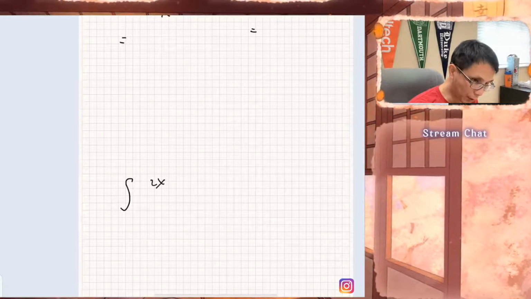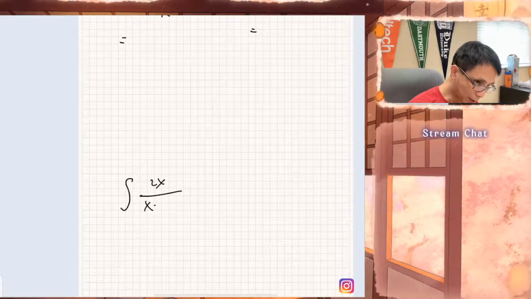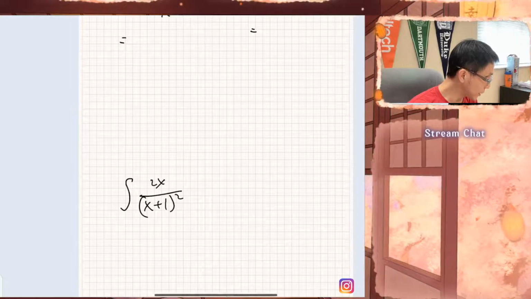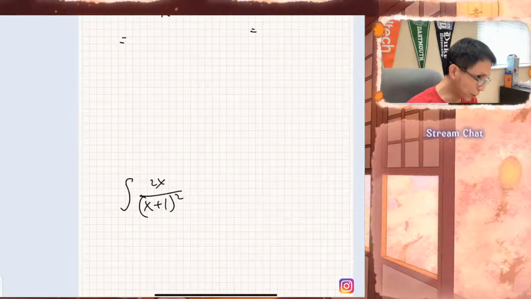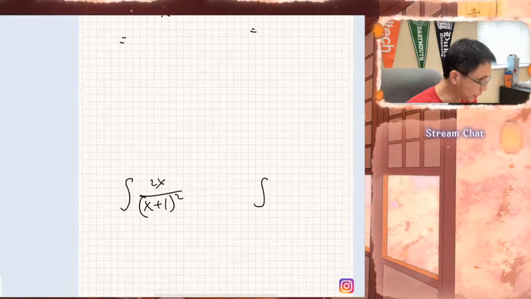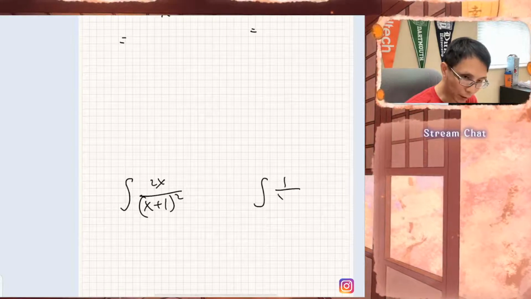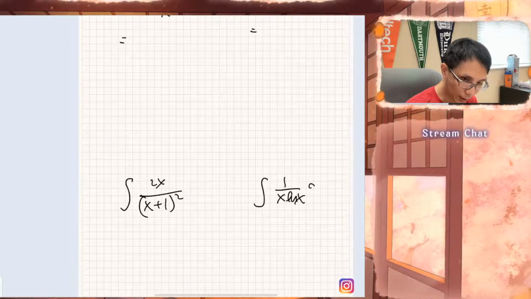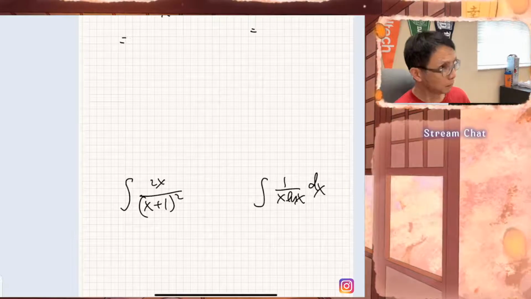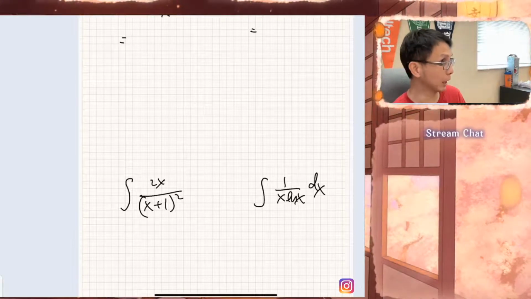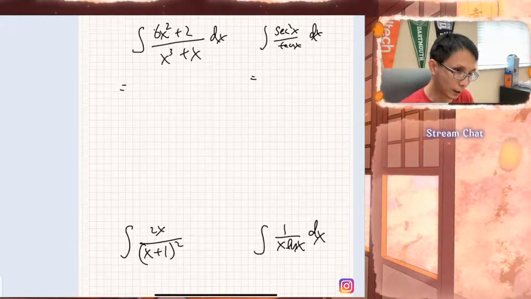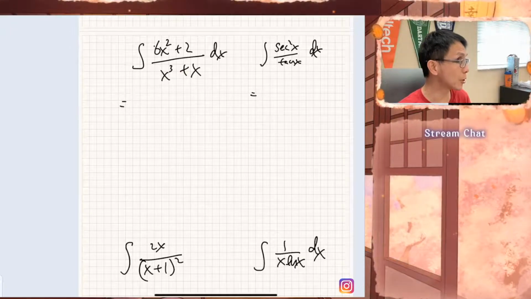integration of 2x over (x plus 1) squared. This is much harder. You can start with the easier one. This is the easy one: 1 over x natural log of x dx. But they both require two different thinking styles. And I'll give you 2 more minutes to finish up the first one.